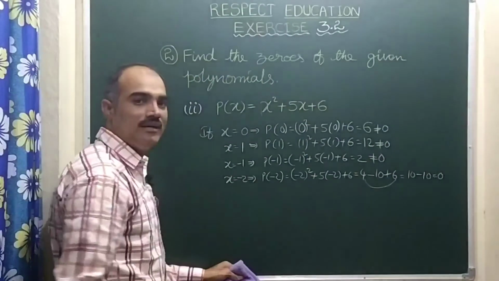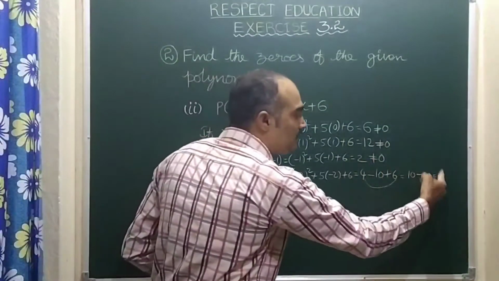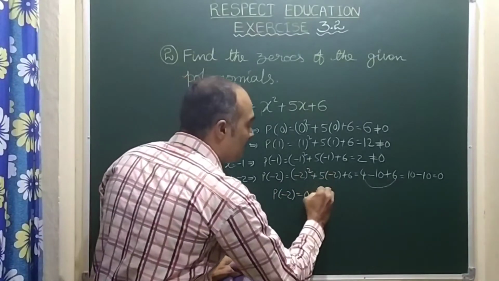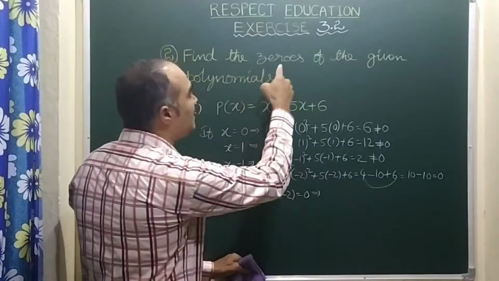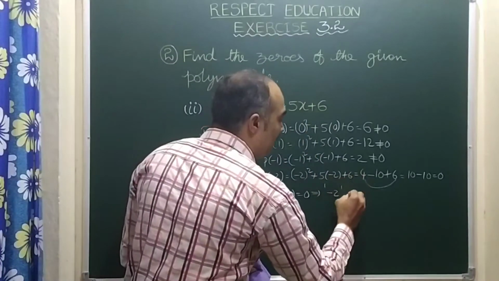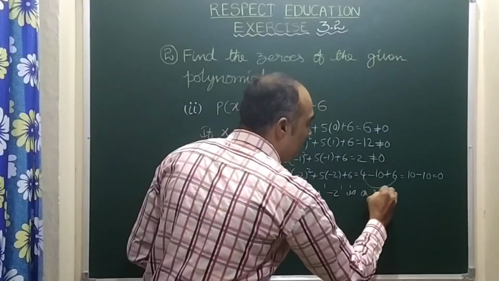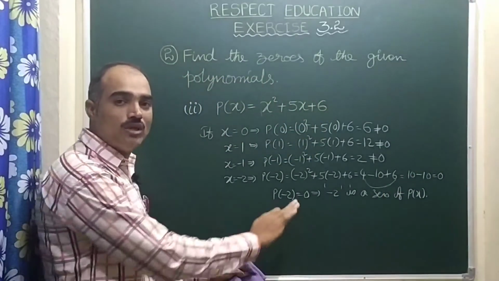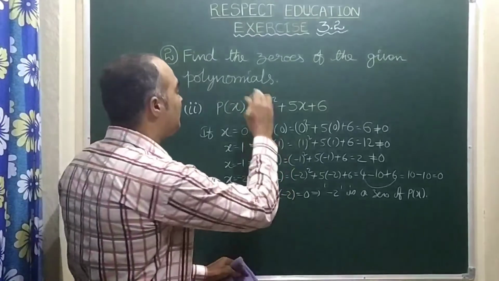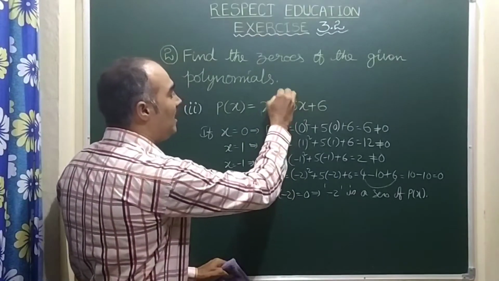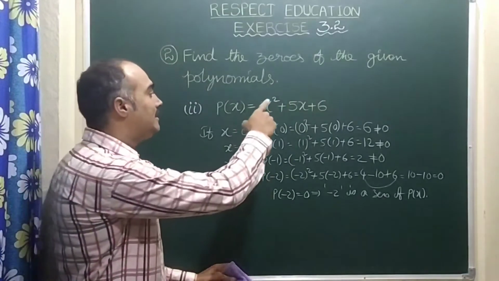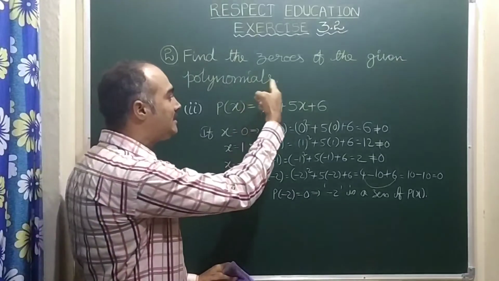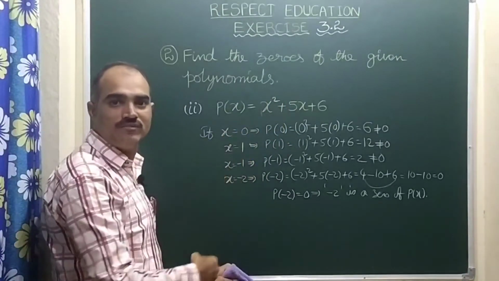Here you catch it, children. P of minus 2 becomes 0, right? That is the reason we found one zero, that is minus 2 is a zero of p of x. Here you can think, can we conclude the problem here? Just observe the given question. This is a quadratic polynomial because its degree is 2. When its degree is 2, it will have a maximum of 2 roots or 2 zeros.